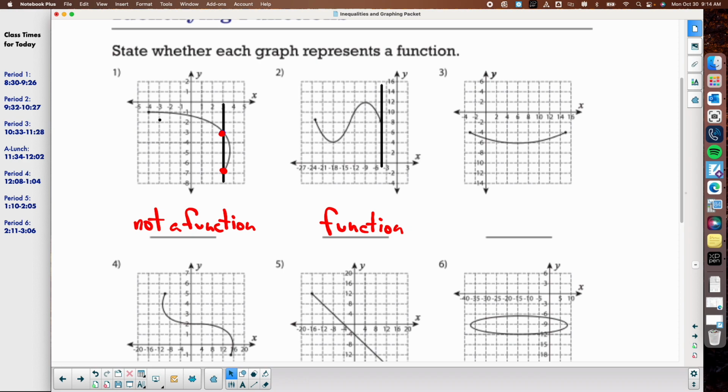If I draw very carefully on this one, you're right, this one's kind of tricky. If I draw a straight line right there, it hits twice, barely. So it would not be a function. Correct. Okay.